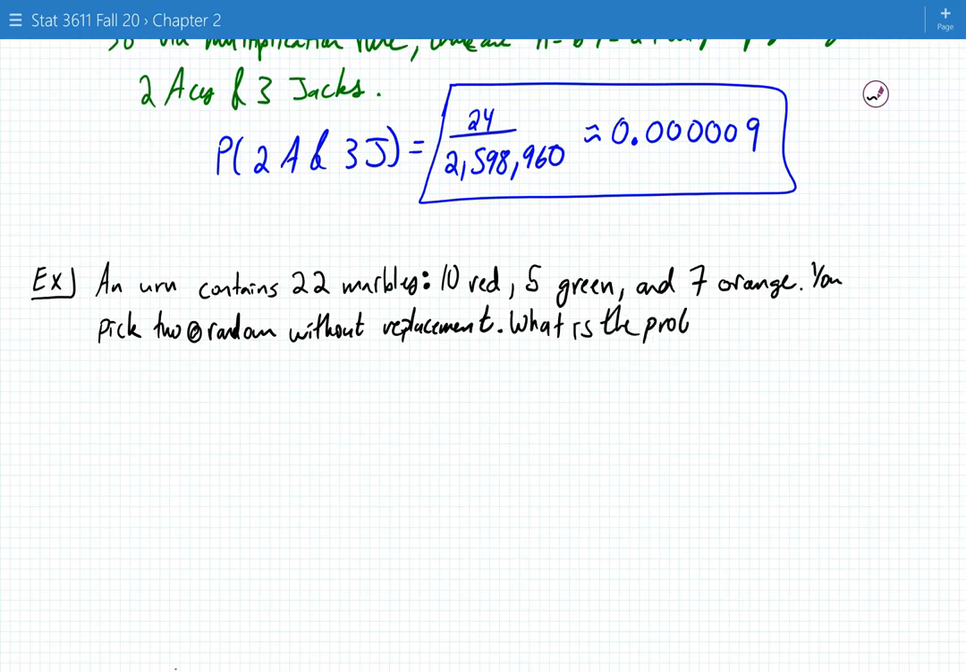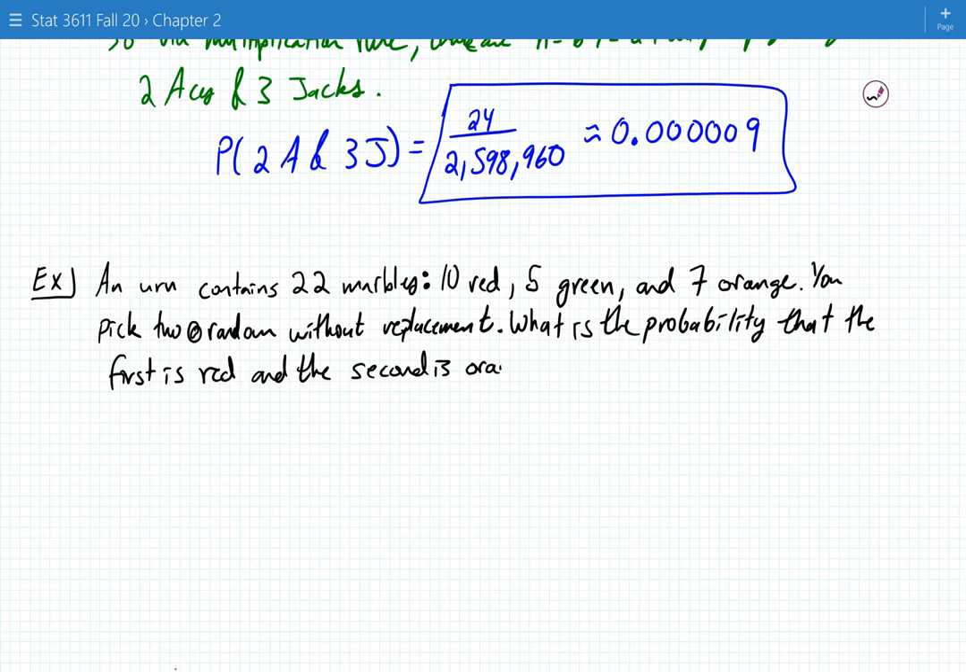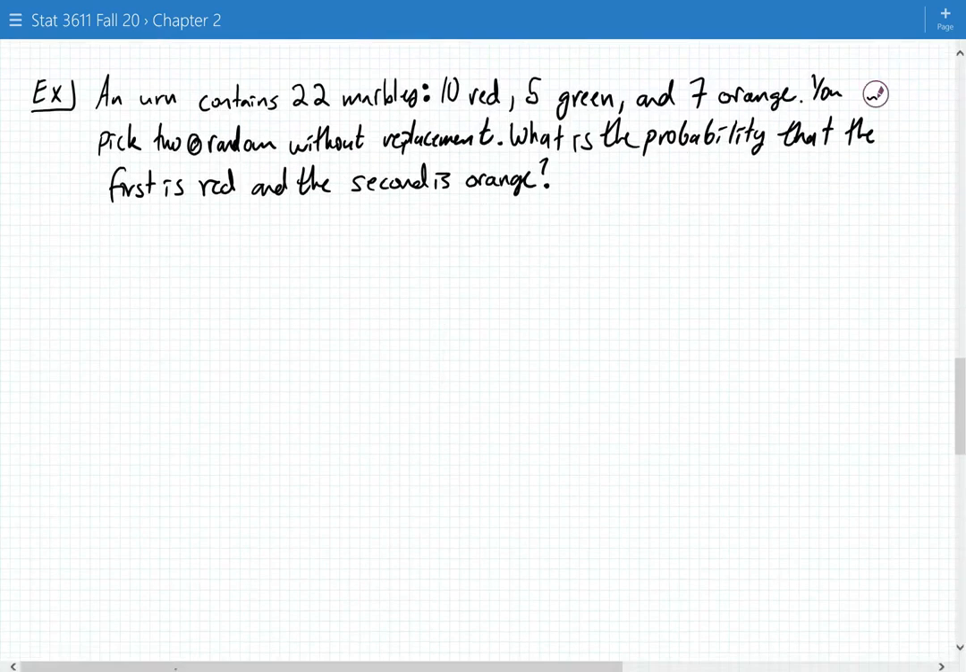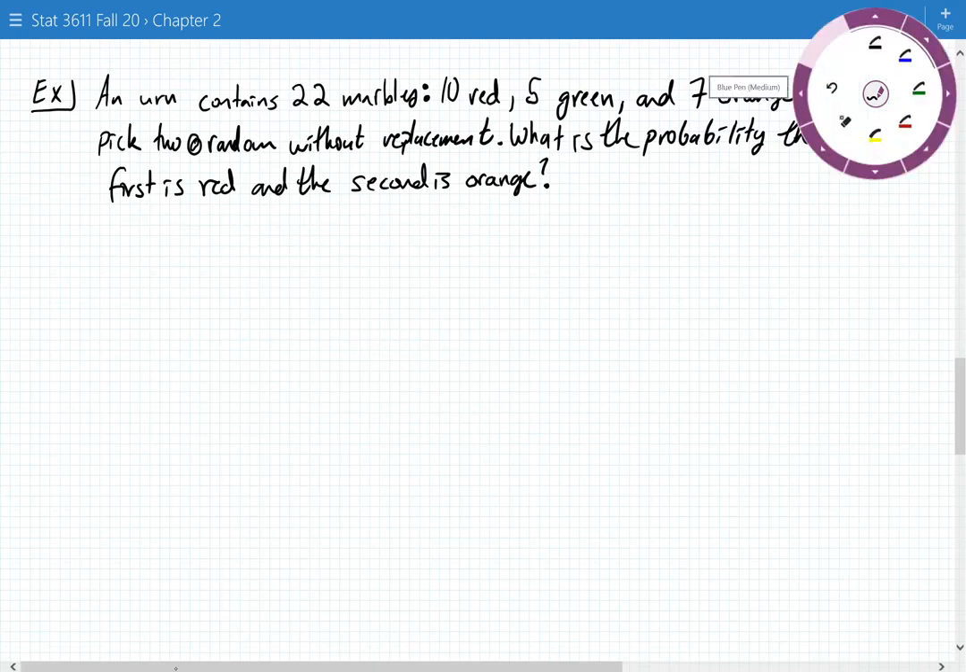What is the probability? Let's say we grab 1 at a time. What is the probability that the first is red, and the second is orange?